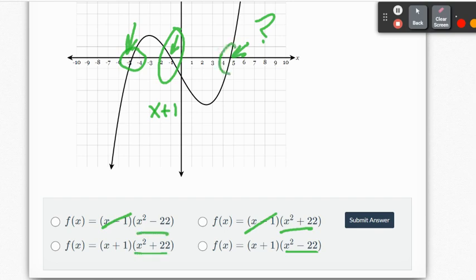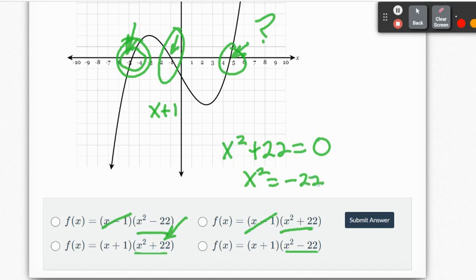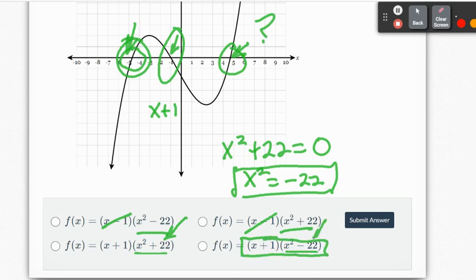Now, to get a plus and a minus, I can't have an x squared plus 22. If I try to do x squared plus 22, that would have resulted, if I set it equal to 0, in x squared equals a negative 22, and that would not produce actual x-intercepts. It would have produced imaginary solutions. So I'm definitely going to be picking the minus 22. So even before I work it out, I know that this is my answer here.